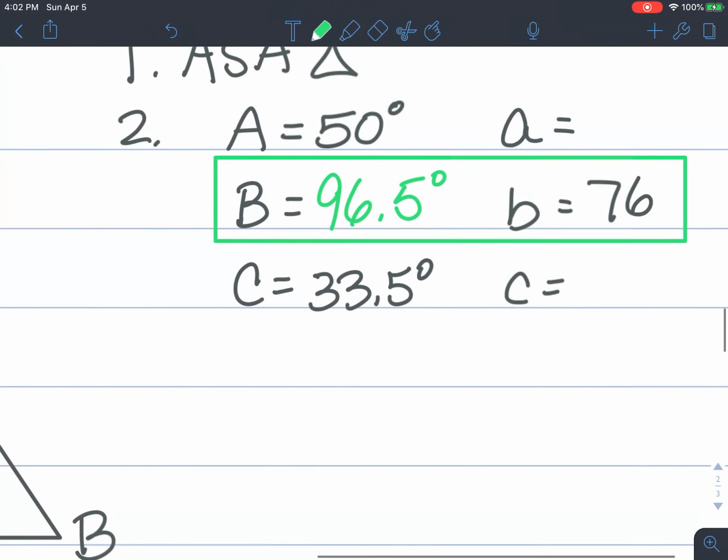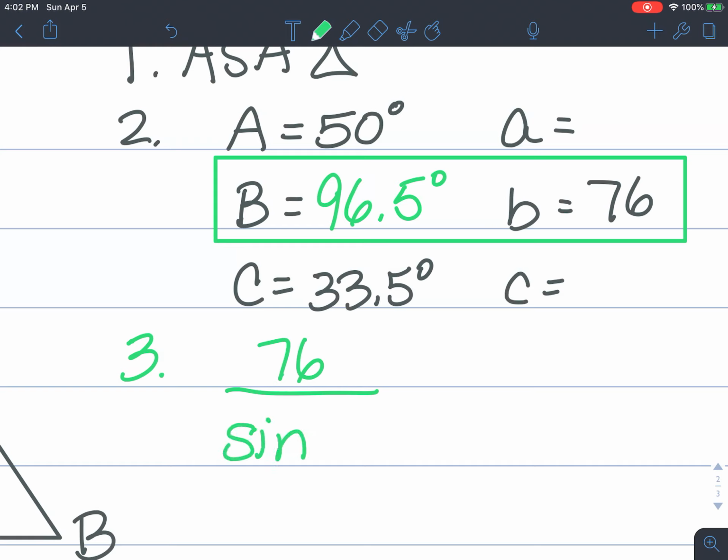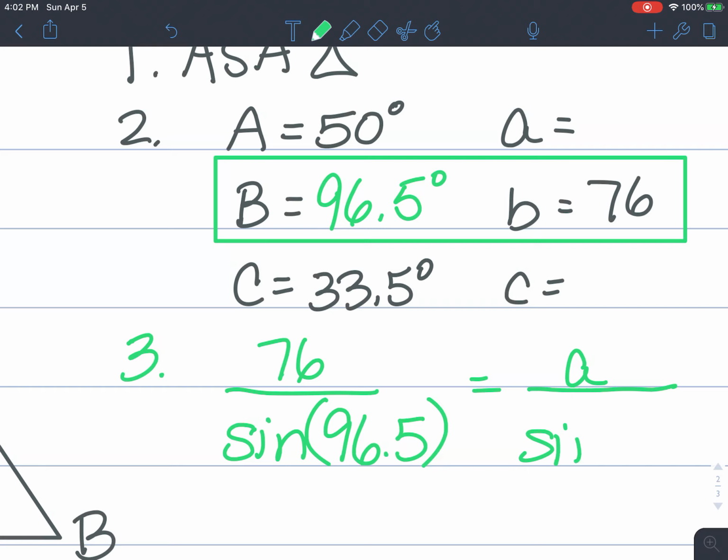So where are we at here? Okay, so we have to use the B's in our little formula setup here. Be careful. Make sure that you're keeping your angles straight and your sides straight. So make sure that 96.5 is an angle. Make sure it's going in the sine function. It's easy to mess those up. Let's find A first.